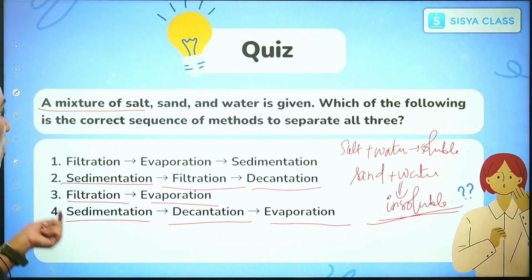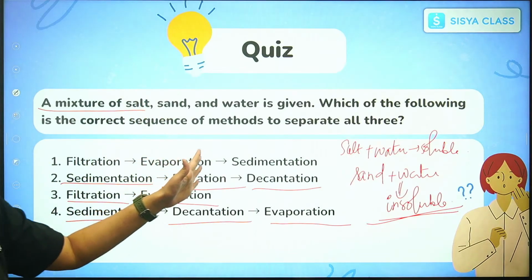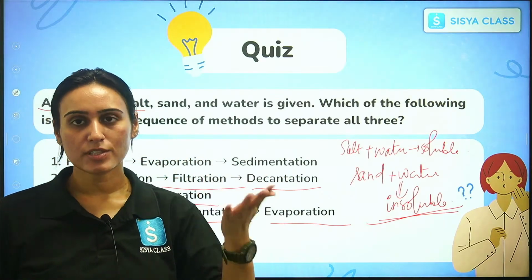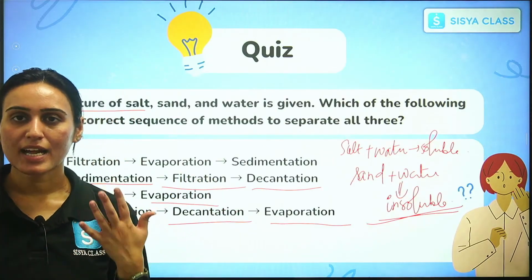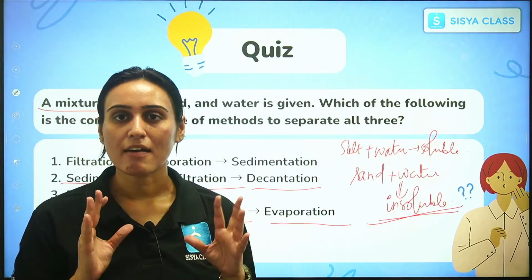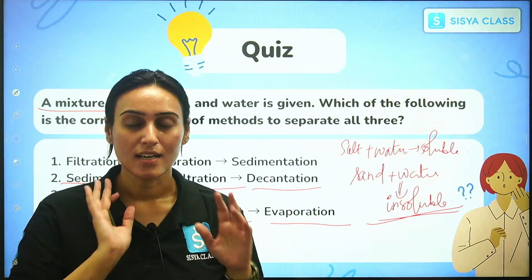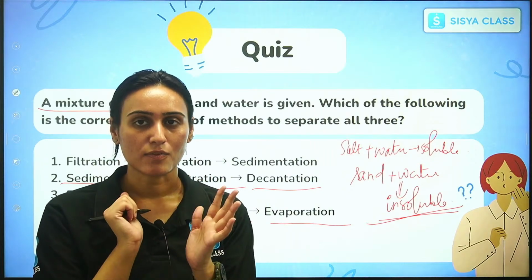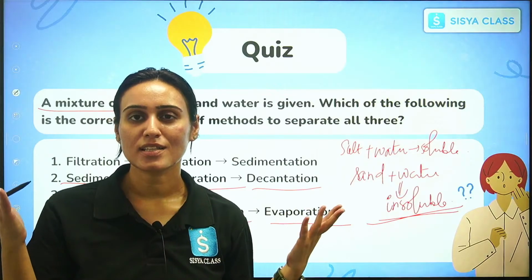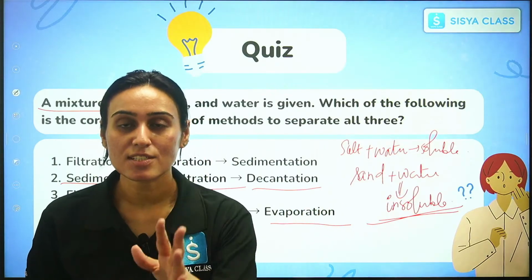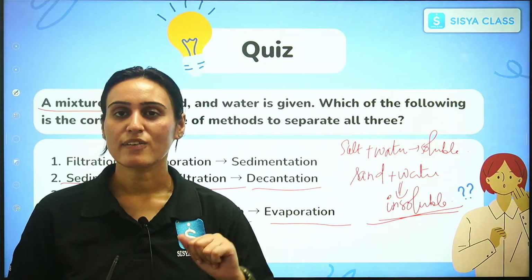But if you want all the components with you, if you want all the components with you, this is the method you will follow. First, you will filter out the sand because it will have bigger particles. It is not soluble. What will be left behind? Water along with salt. Then you can do the evaporation. That is how you can separate all the three components all together based on different methods that we have learned today. You can follow this method.